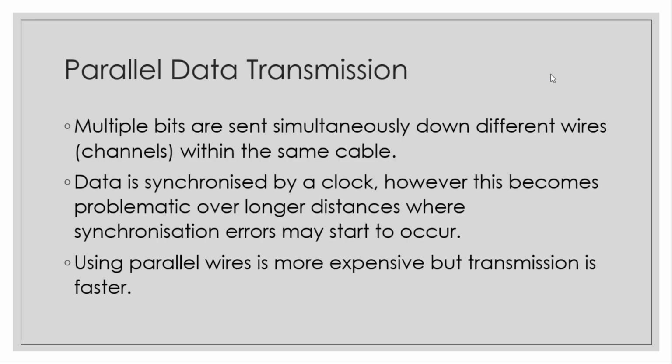Now, let's take a look at parallel data transmission. Multiple bits are sent simultaneously down different wires or channels within the same cable. Data is synchronized by a clock. However, this becomes problematic over long distances where synchronization errors may start to occur. Using parallel wires is more expensive since we use more wires, but transmission is obviously much faster.